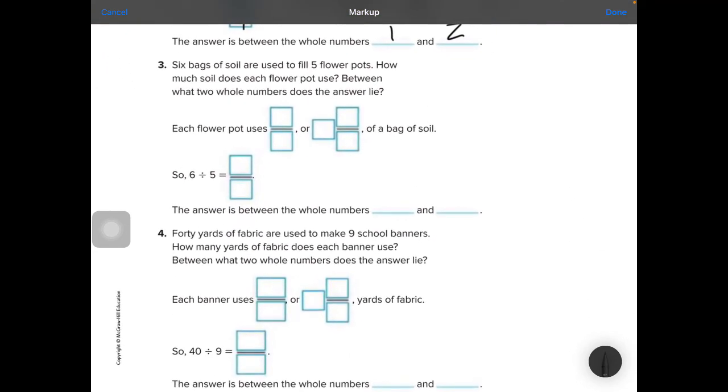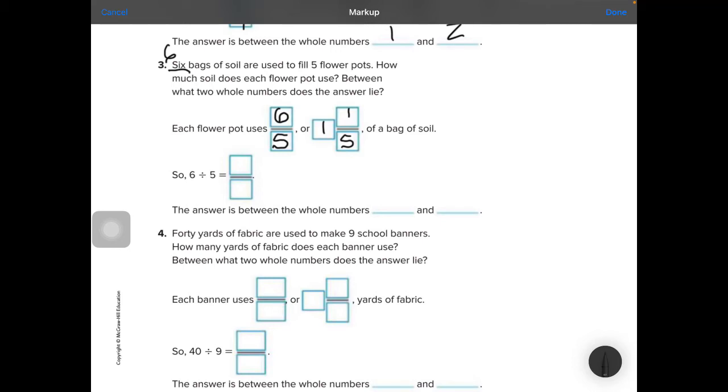Okay, 6 bags of soil are used to fill 5 flower pots. How much soil does each flower pot use? Between what two whole numbers does the answer lie? Okay, are we gonna cut up bags of soil or are we gonna cut up flower pots? You're right, so the number we're cutting up goes on the top and the number it's going into goes on the bottom. 6 over 5. Now if we simplify that, 5 will go into 6 once and there'll be 1 left over, and bring the denominator of 5 over. So each flower pot is gonna get 1 1/5 of a bag of soil.